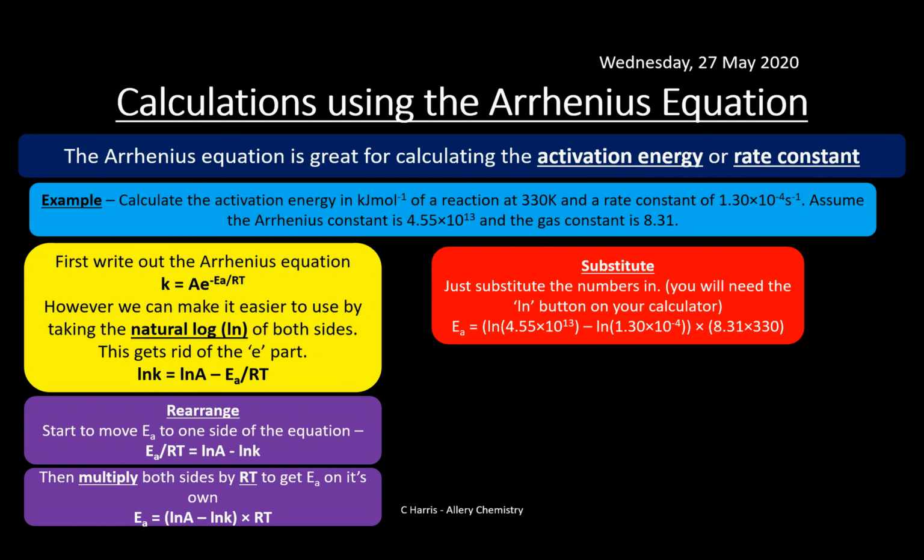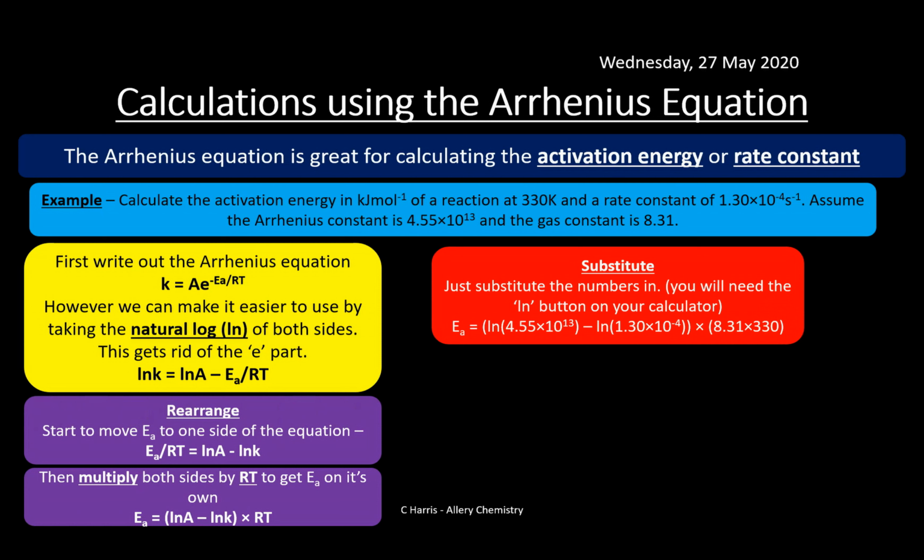So you'll need the ln button on your calculator, so look out for that. You'll see it there. So we're just going to put the numbers in here. You can see that we've got ln A, which we've been given, which is 4.55, that's our Arrhenius constant, minus the natural log of k, which we've been given as well, that's our rate constant, multiplied by 8.31, that's our gas constant, and the temperature is 330 Kelvin.